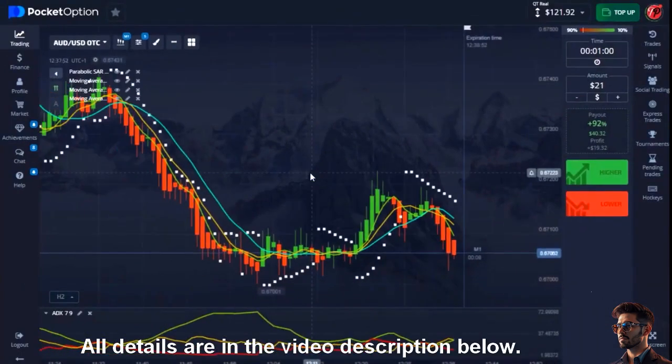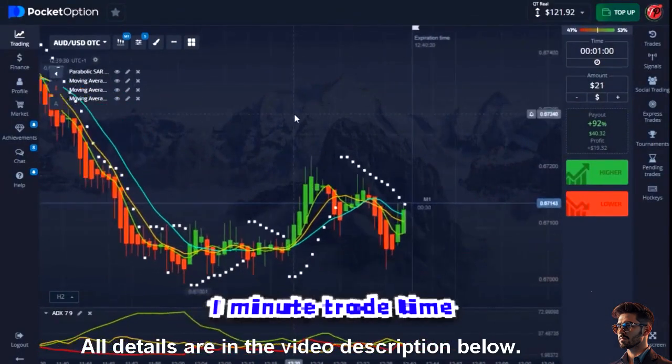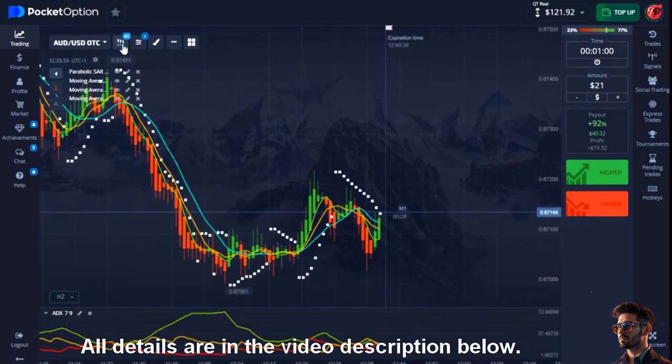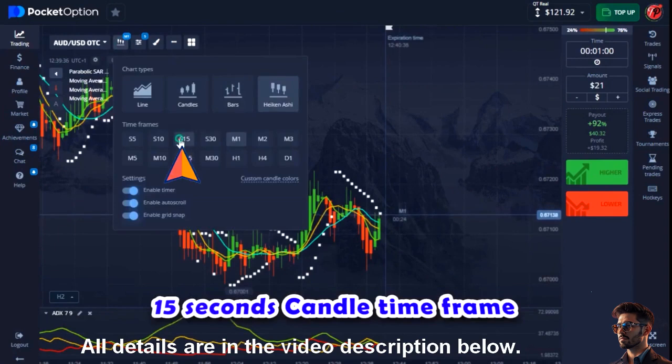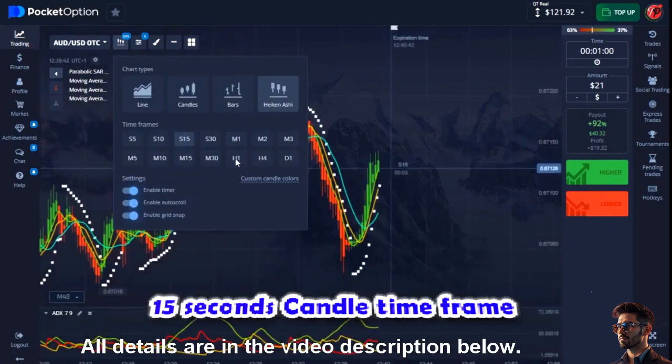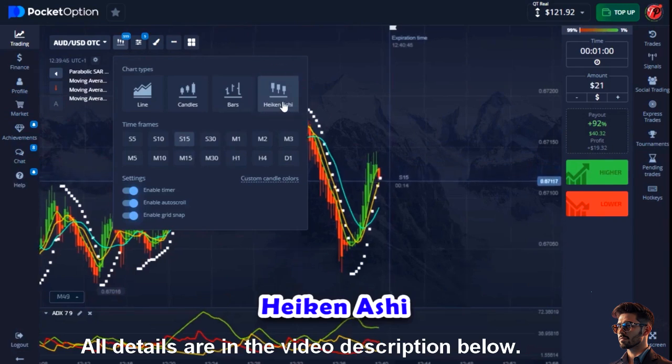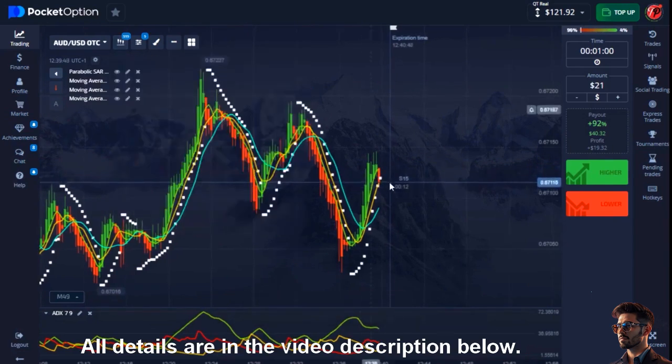Alright, so that's just the setup of all the indicators. Of course, I'm using this on 1 minute trade time. On the candle time frame, I'm making use of the 15-second candle time frame. Do not forget, guys, it's a 15-second candle time frame on Heikin Ashi candlestick. That's pretty much all you have to do.